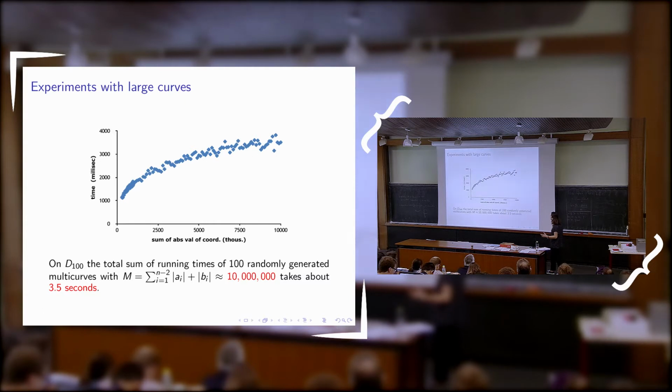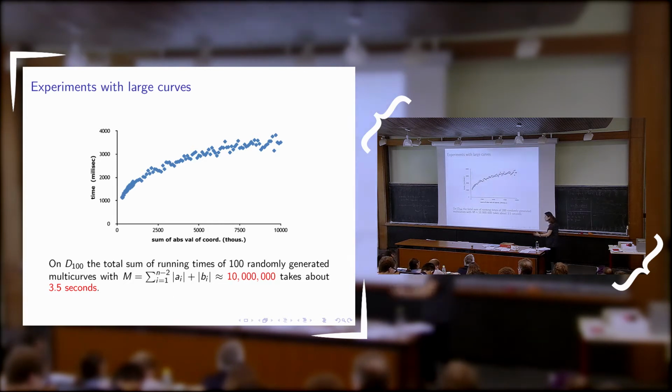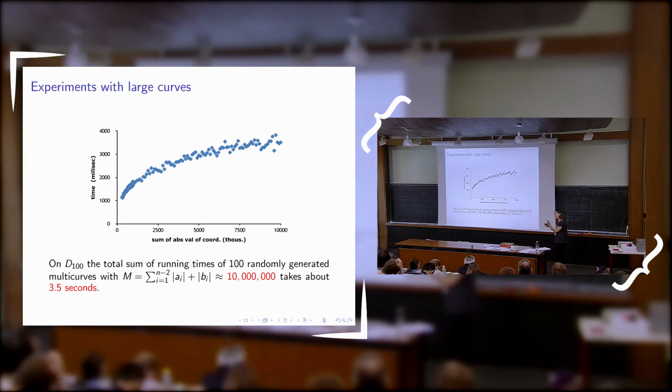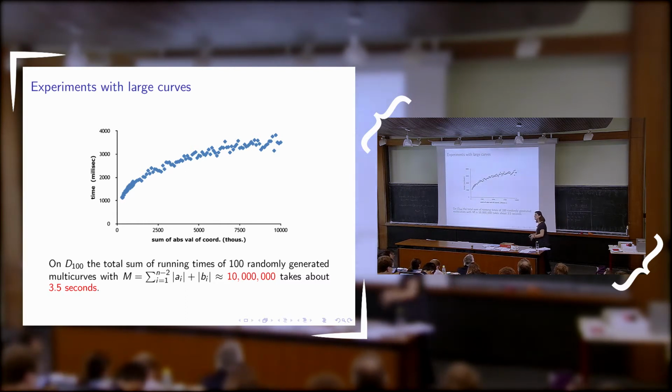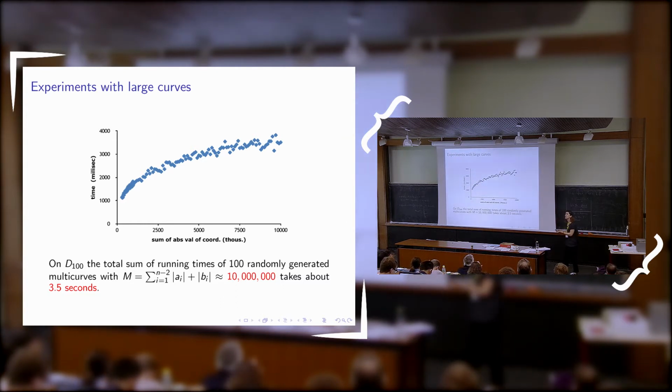And if we concentrate on one of these dots in this cloud, for example, somewhere here, we have the total sum of running times of 100 randomly generated multicurves with the sum of the absolute values of Dynnikov coordinates approximately 10 million. Well, it takes only 3.5 seconds to count the number of connected components.